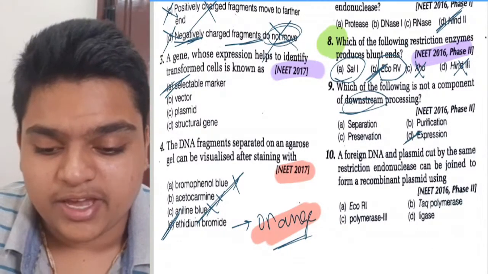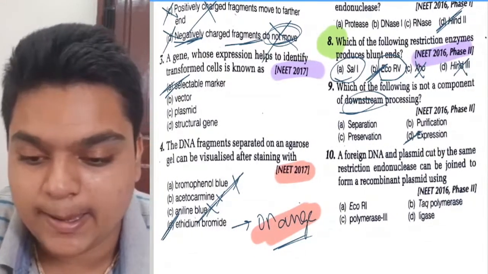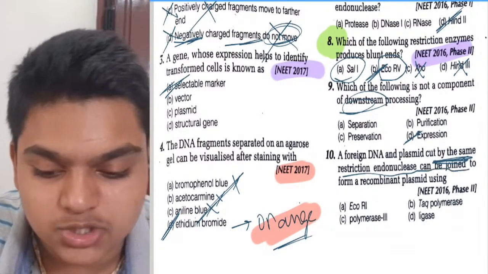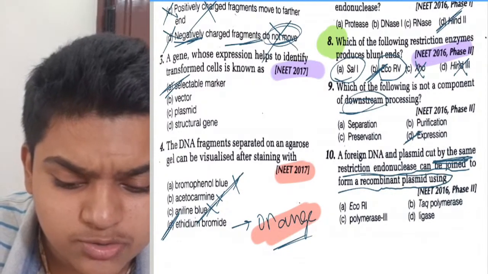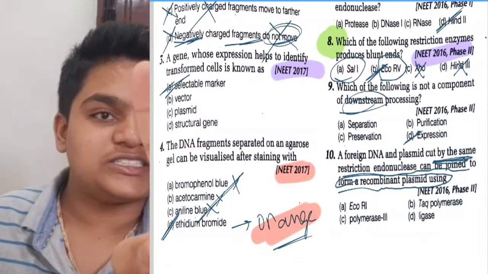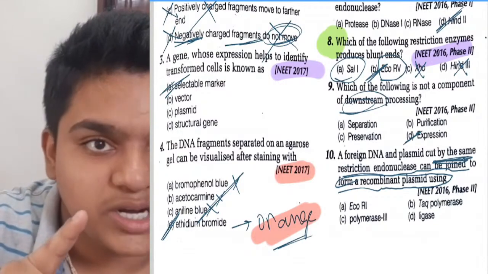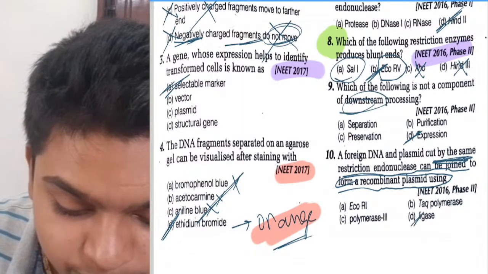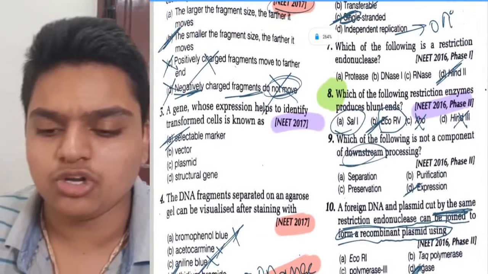10th question. A foreign DNA and a plasmid cut by the same restriction endonuclease can be joined together to form a recombinant plasmid using. Now think about molecular glue, not molecular scissors, my dear friends. Molecular scissors are your restriction endonucleases. Now think of the molecular glue, that is your ligase. Ligase is your molecular glue. I have already told you in my session.